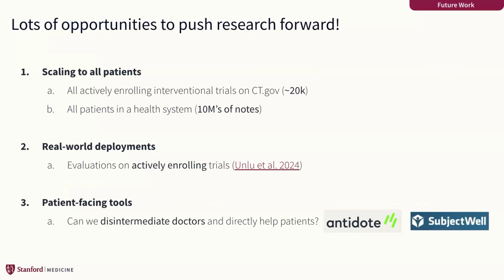So I'll leave you guys with just a very brief slide of potential future work. I think there are lots of opportunities to push research forward in this domain. Clinical trial operations are a general area that not a lot of people think about, which is ironic because when you talk to anyone in pharma, this is by far their biggest pain point. And just not enough people are thinking about this in the academic world.